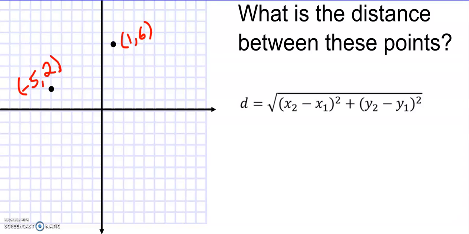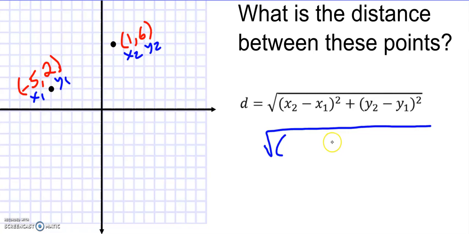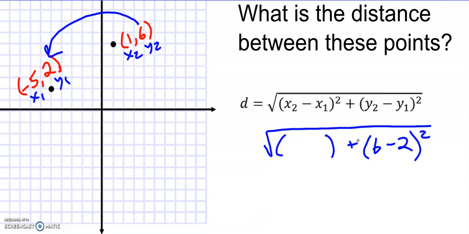So I'll show you what this looks like. Basically, I will take the second point, so remember it doesn't matter, but I'm going to call this my x2, y2. X values are always first. And we'll call this our x1, y1. So in my formula then, I'm going to take 6 minus 2. Oops, those are my y's, sorry. So 6 minus 2 would go there. My x's are going to have to then be 1 minus negative 5. And that would be squared.